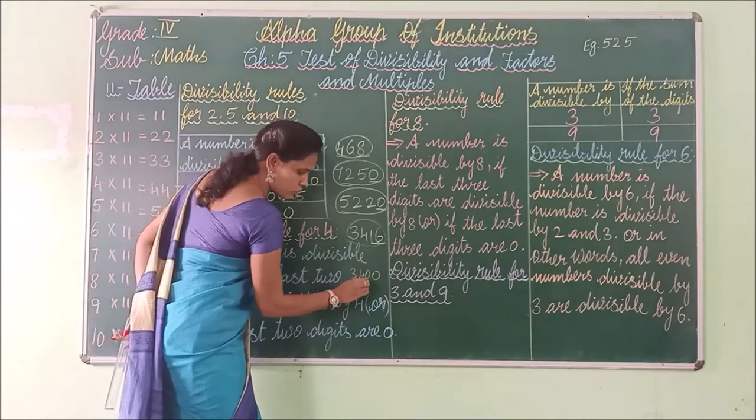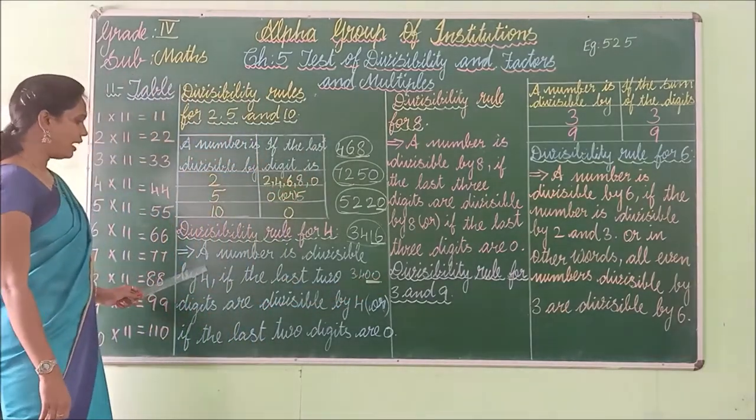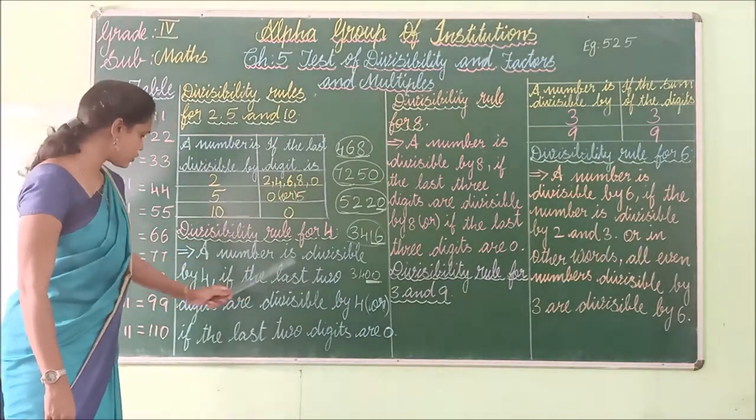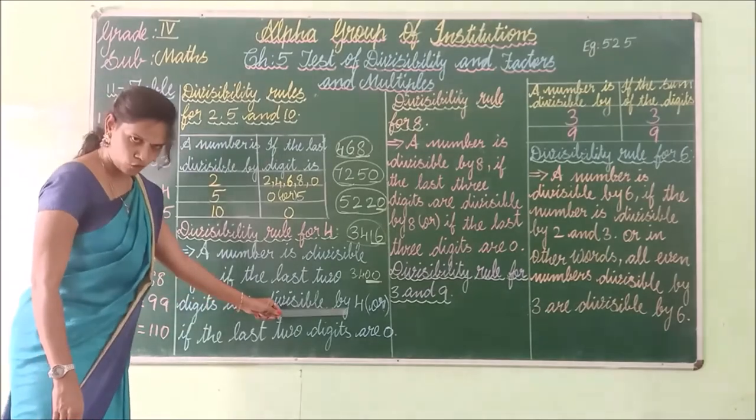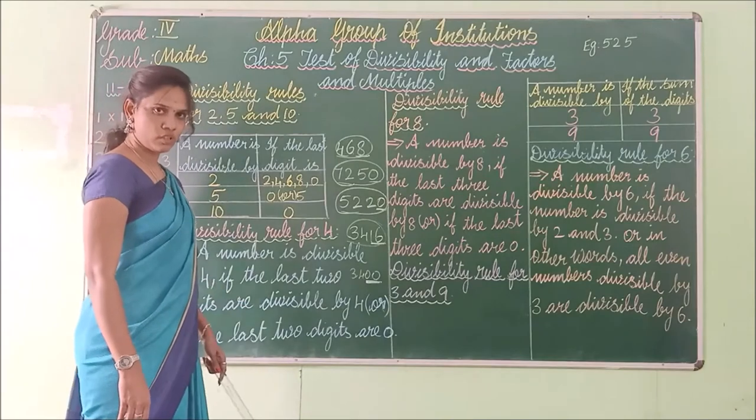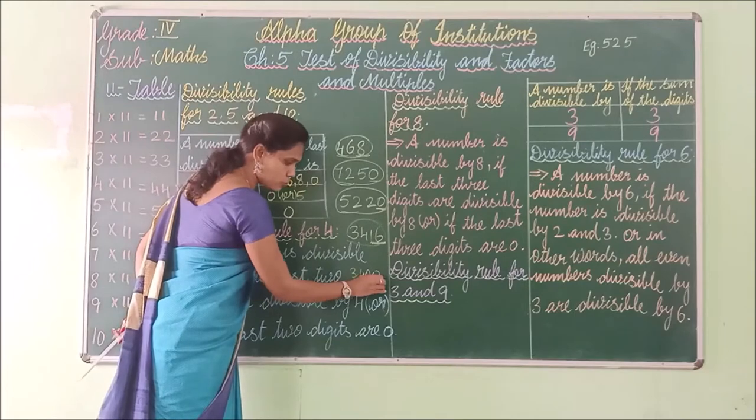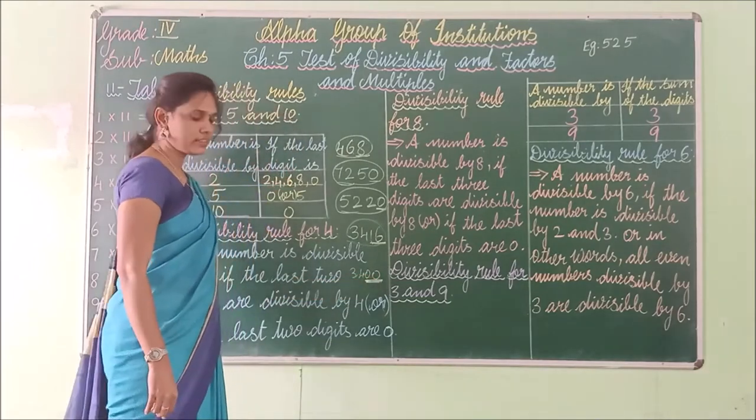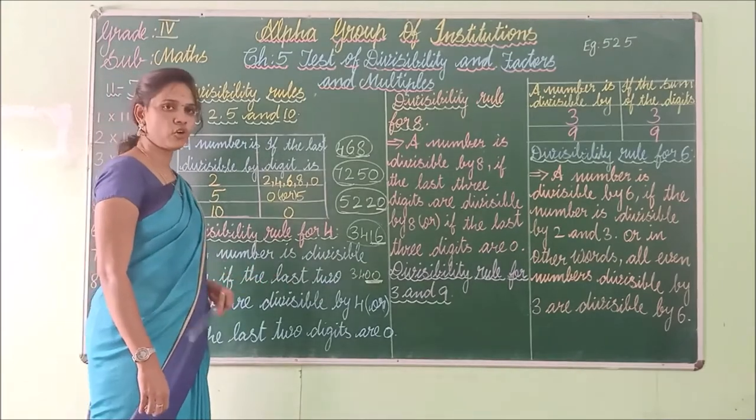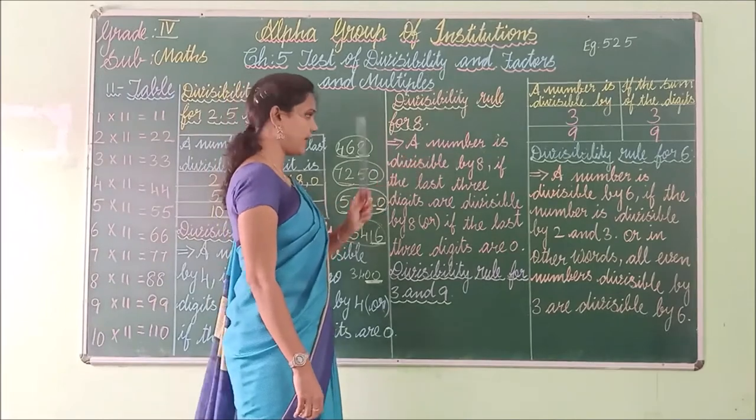Or 3400. The last 2 digits are 0. See the rule carefully. A number is divisible by 4 if the last 2 digits are divisible by 4 or if the last 2 digits are 0. This is the rule for 4. Okay children? Fine.